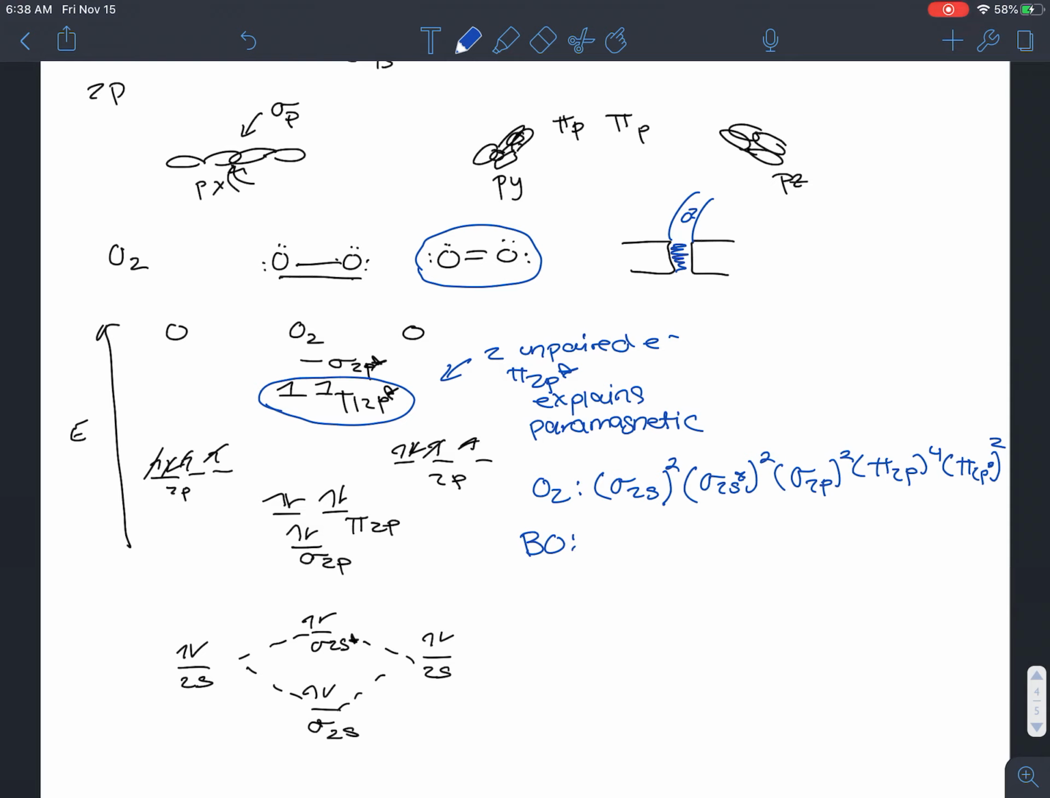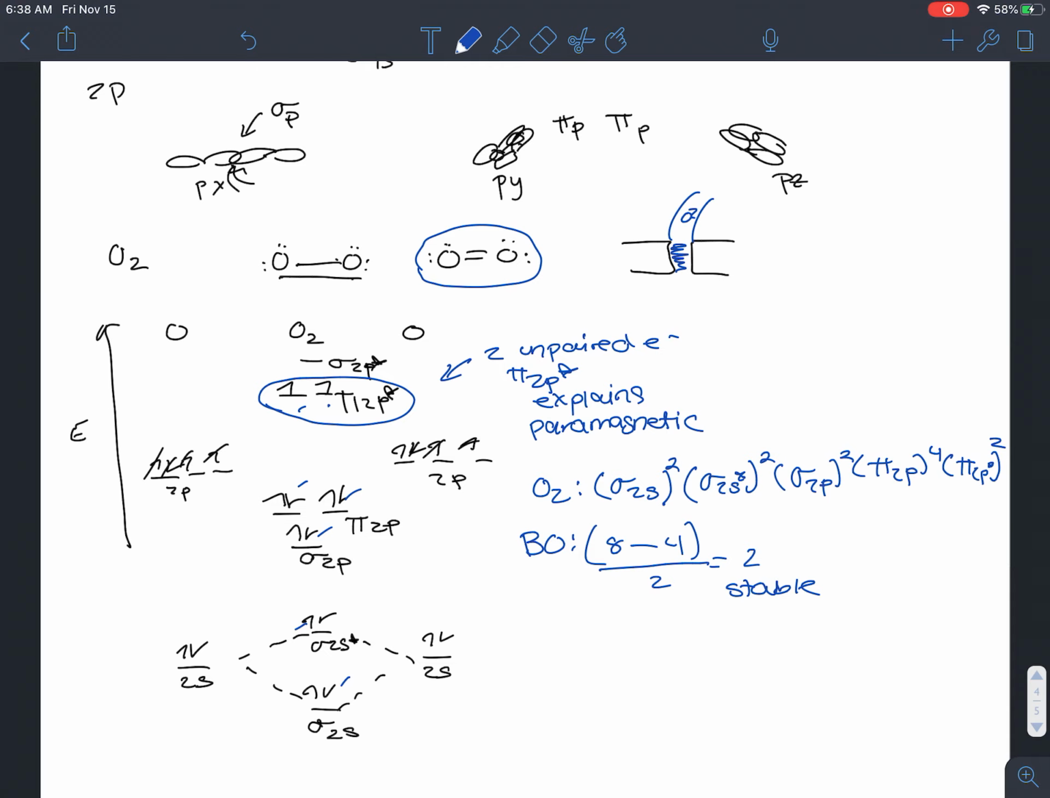Now let's calculate the bond order to see if this is stable or not stable. Bond order would be the number of bonding electrons. So I have 2, 4, 6, 8. 8 bonding minus 2, 3, 4 divided by 2. 8 minus 4 is 4, divided by 2 is 2. So this is pretty stable.